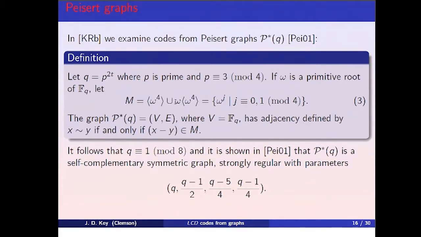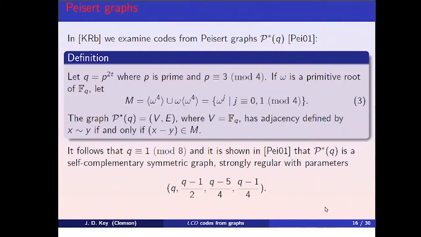And you also take omega times that, so that's twice that in size. And then you say they're adjacent if and only if x minus y is in M. So either x minus y is a power of omega to the 4, or it's omega times a power of omega to the 4. And it turns out, it was shown, that this graph is a self-complementary symmetric graph, strongly regular with parameters exactly the same as the Paley graphs.